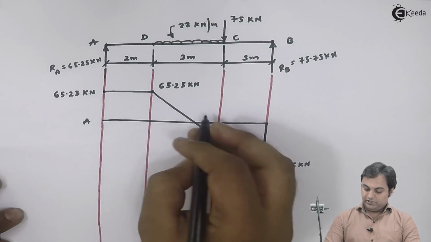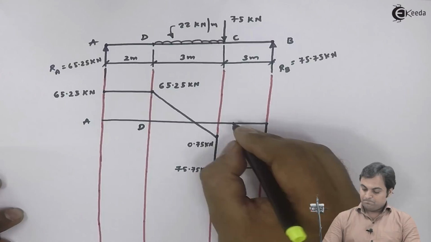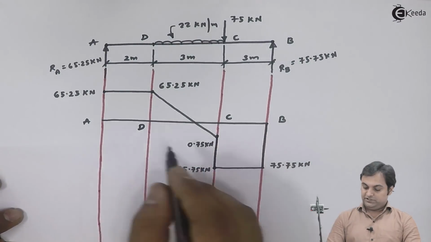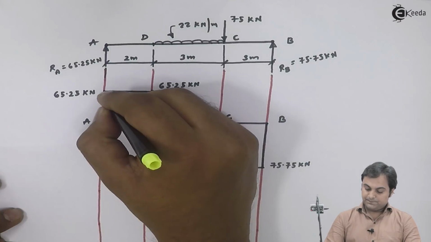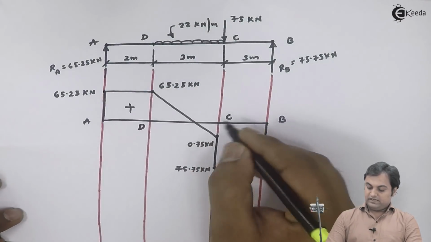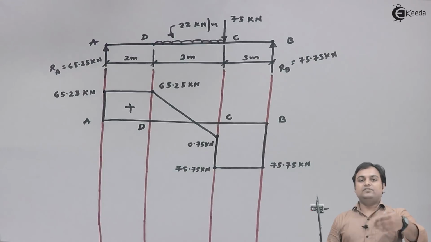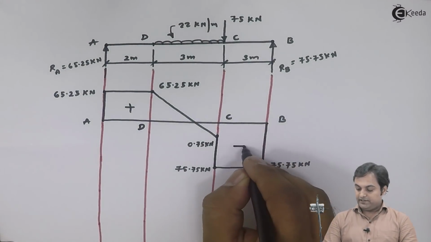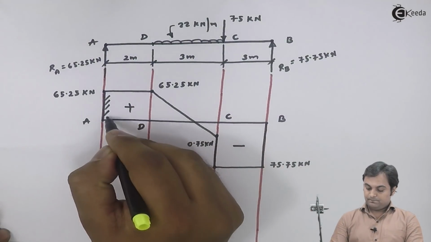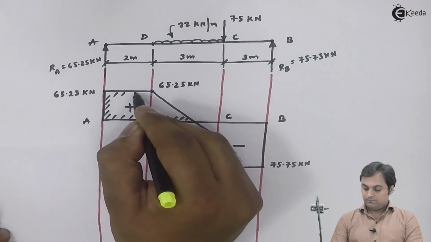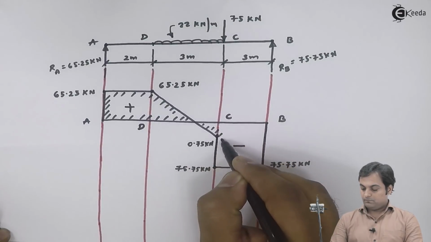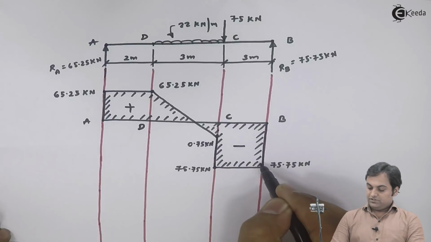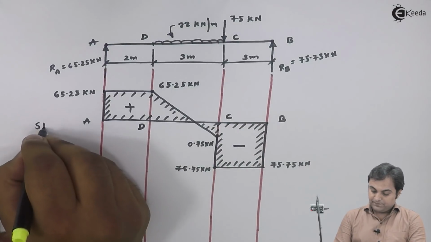So here I have point A, D, C and B. I have written the respective shear forces. Upward forces, that is the forces which I have drawn above the line, they should be positive, and whichever are downward they should be negative. So this is the shear force diagram which we have.